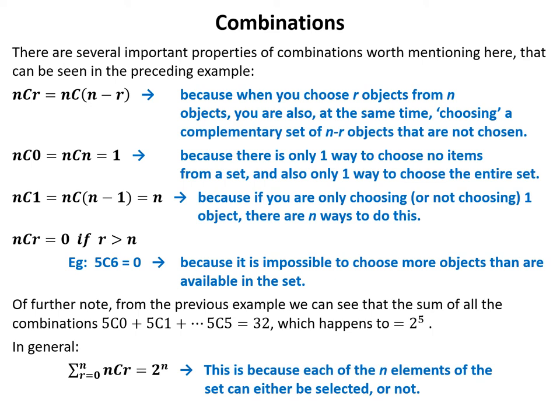The reason for this shouldn't surprise us, because as we talked about earlier on, each of the n elements of the set can either be selected or not. So we have this in or out rule being raised to the power of the number of elements, which is n, so we end up with 2 to the power of n.